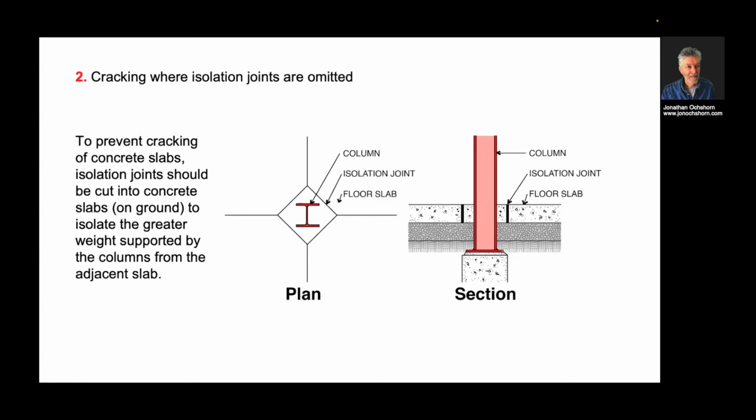And if you don't want the slab to crack, you better put in some sort of isolation joint, which means you separate the slab with this kind of diamond shape or square isolation joint. It's really simple. This is a generic detail, and you see it in normal buildings all over the place.